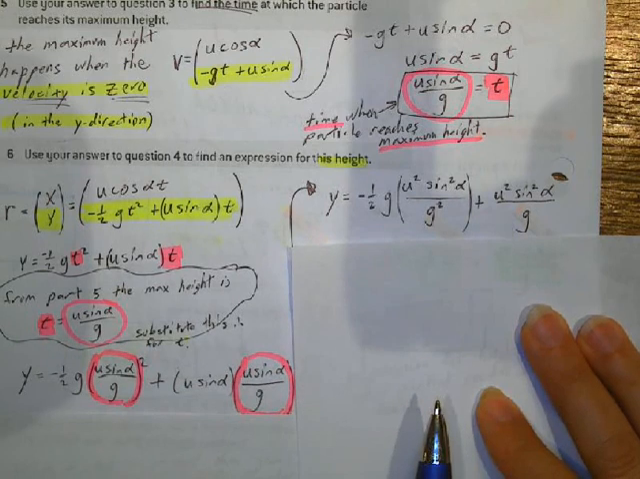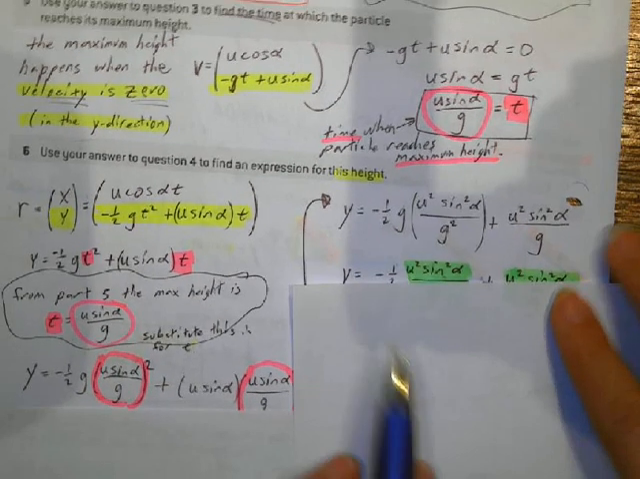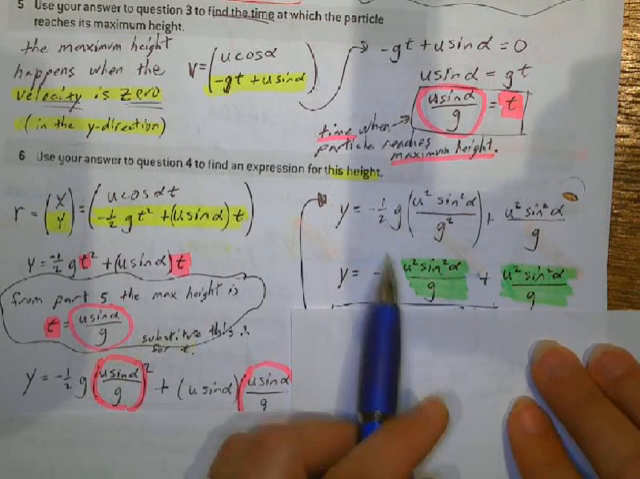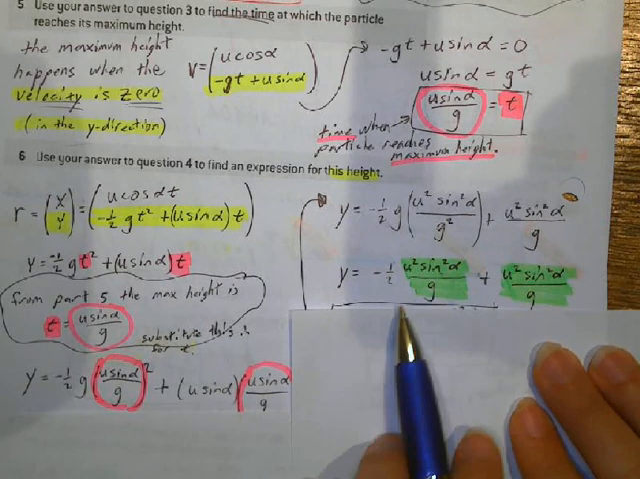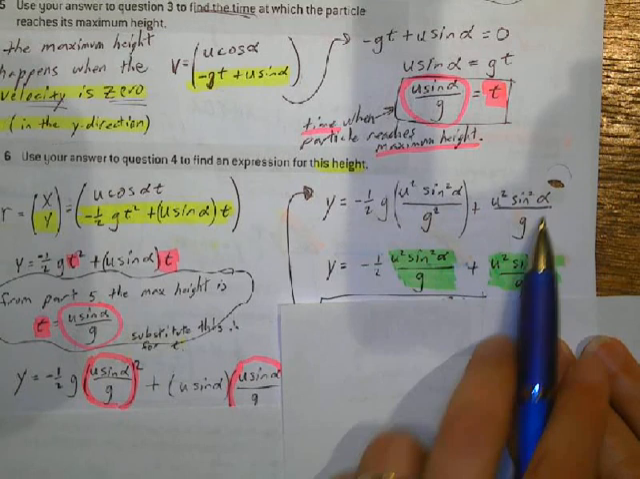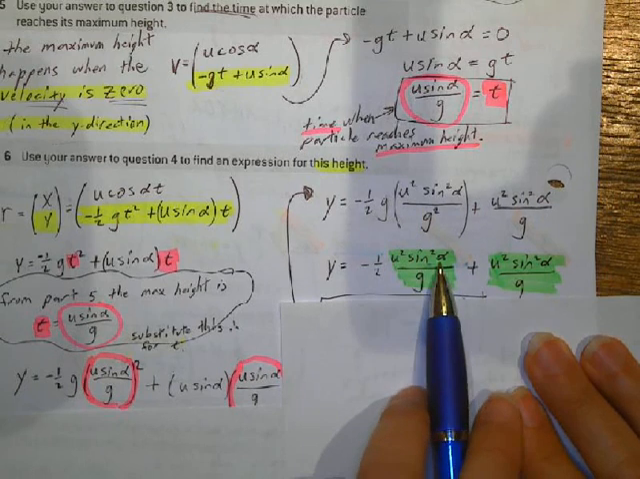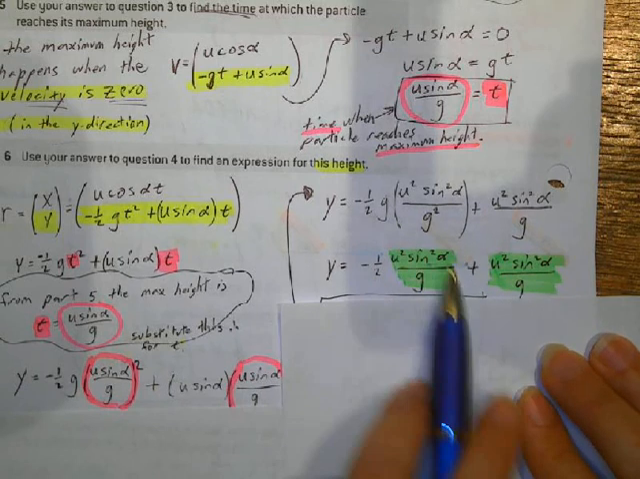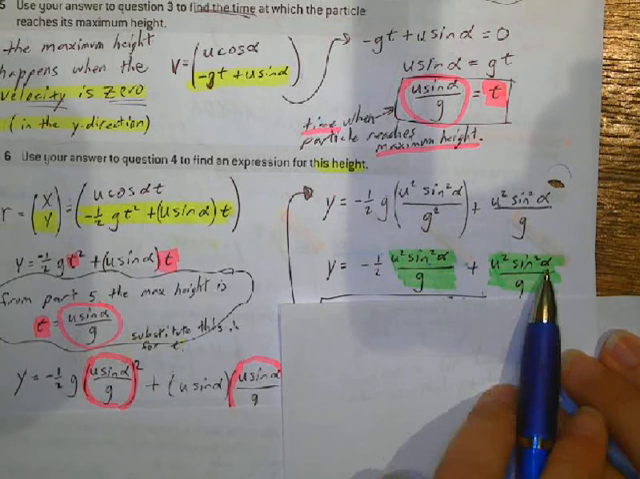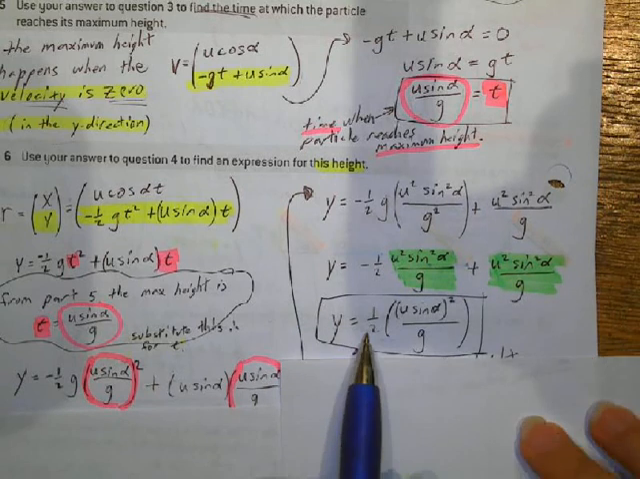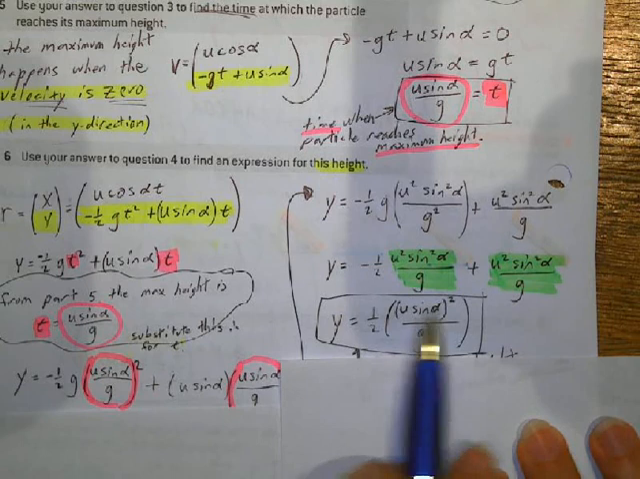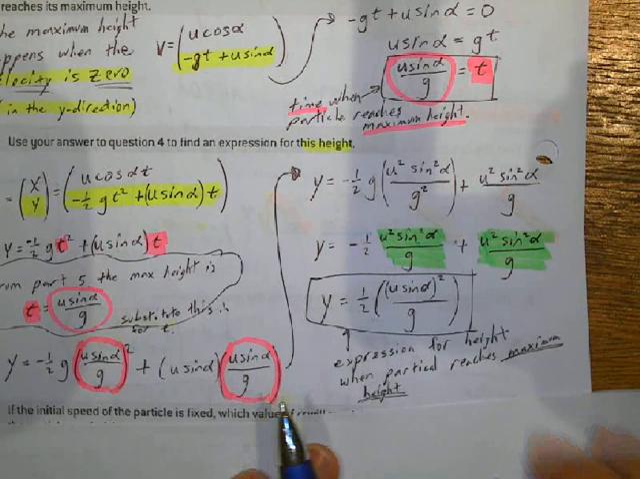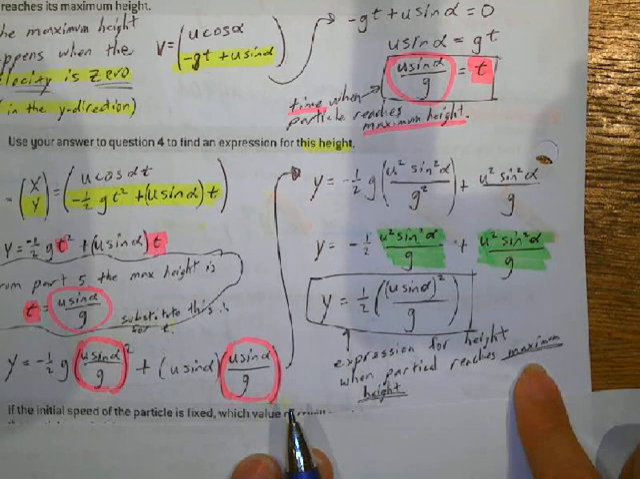Okay. So I've got gravity in the numerator, gravity squared in the denominator. That can simplify to just a single gravity. So now I look at this term and this term, and we see, oh my gosh, I've got u squared sine alpha squared over gravity here, and I've got that here. So negative 1/2 of the green stuff plus the green stuff is going to simplify to y equals 1/2 of this stuff squared over gravity. Okay, so this is the expression for the height of a particle when we reach the maximum height.